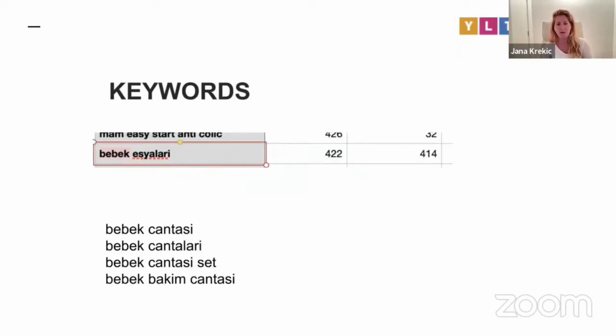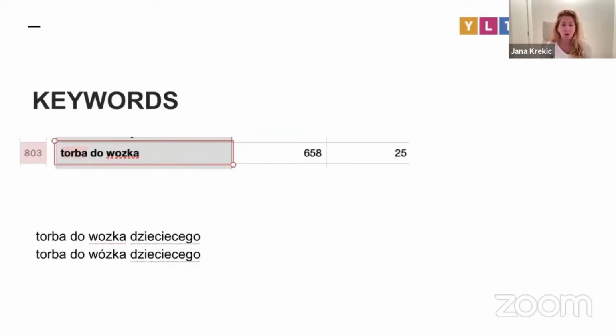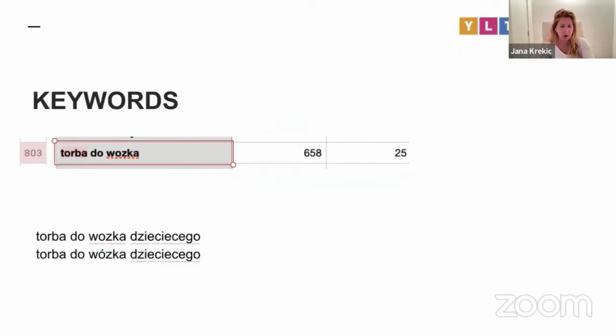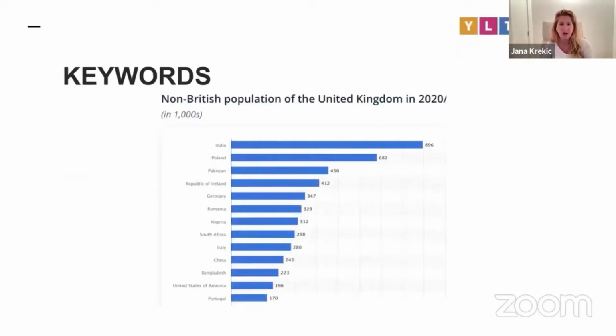Also, of course, what we found is this "bebek askılığı". These are Turkish keywords in the UK marketplace. And we also found the Polish ones. What is really interesting is that this has 400 search volume, and this one has 658 search volume, which is not a lot compared to 5,000, but is a lot when you consider that you are not competing with anyone for these search terms. This is the non-British population in the UK.